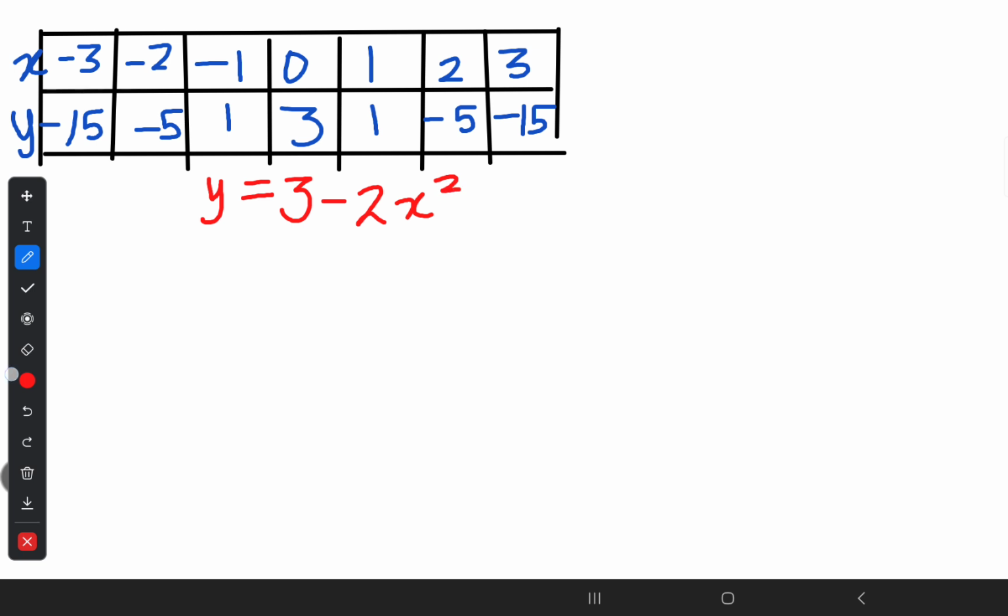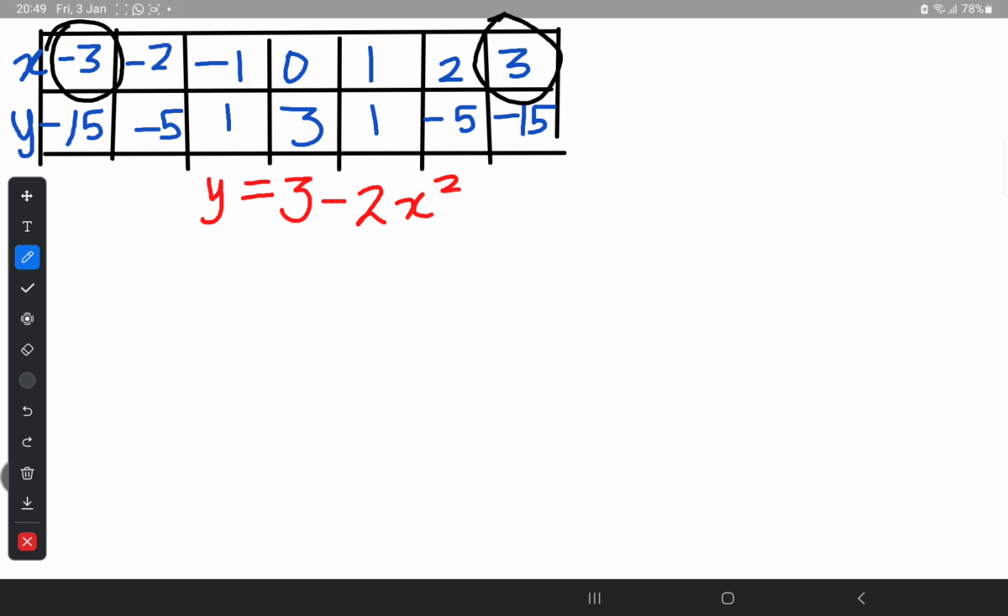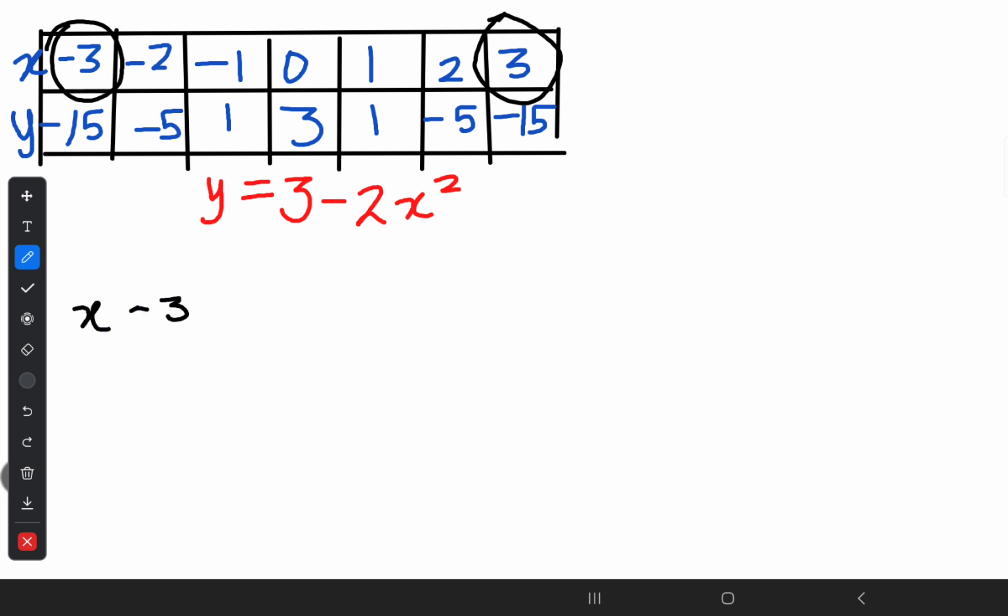Okay, and then you should plan your graph according to the given data. That means in the x-axis, we just need negative 3 to positive 3. These are the values which we need in the x-axis. That's the way you should plan your graph. In the y-axis, the minimum value which we need is negative 15 and the maximum value is 3.